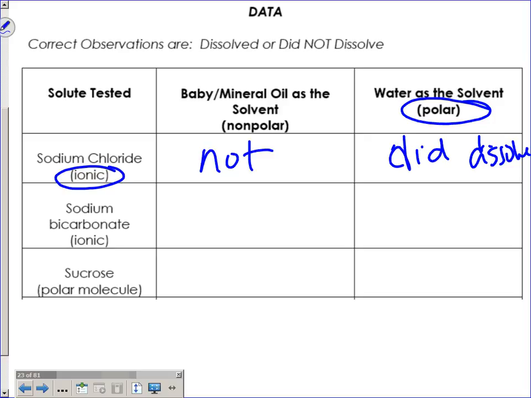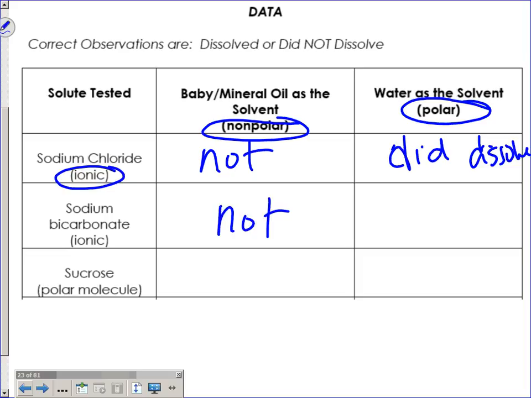We have an ionic compound in a non-polar solvent. Those are not similar. They don't like to meet and intermingle with each other, so they don't have strong intermolecular forces. They're not going to dissolve. Okay, sodium bicarbonate, which is your baking soda, and baby oil, yay or nay? Nay. Okay, so it did not dissolve.